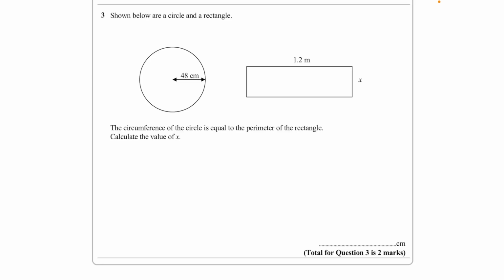Question number 3. Shown below are a circle and a rectangle. The circumference of a circle is equal to the perimeter of the rectangle. Calculate the value of x.